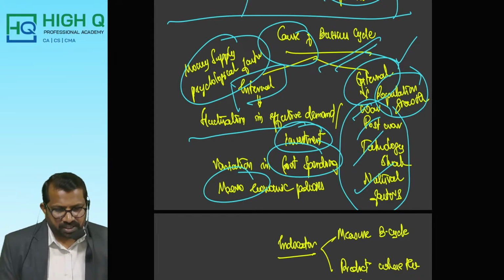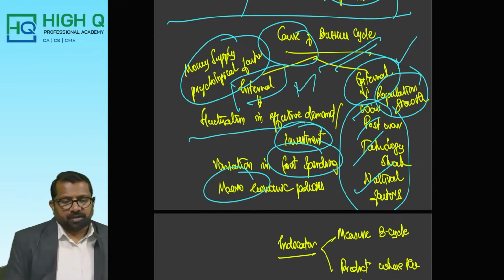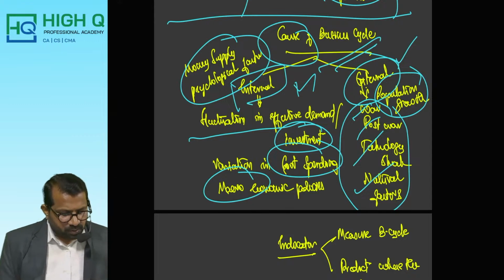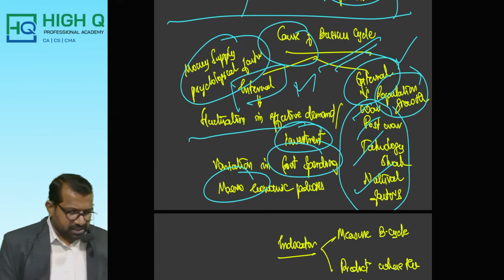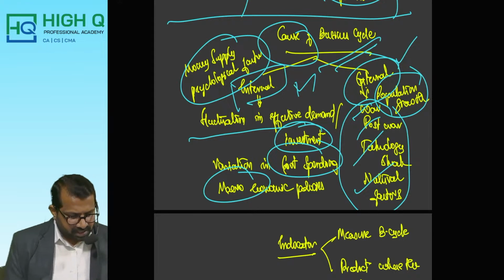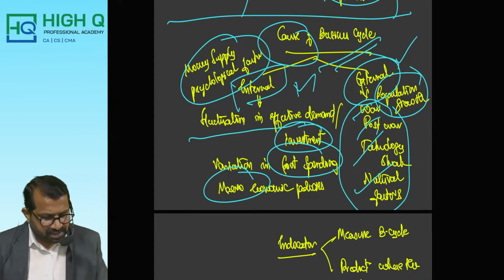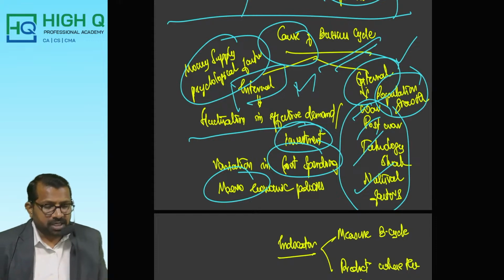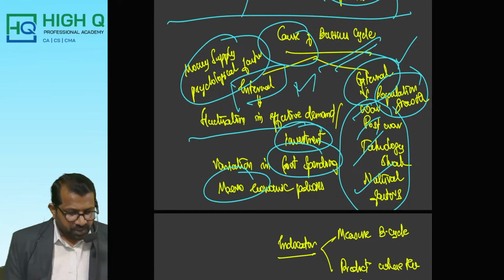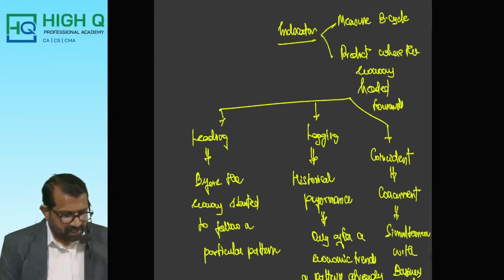All these are examples which may cause what type of cause? Internal causes of business cycle. So there are 2 types of causes of business cycle: one is internal cause, another one is external cause. Each and every point we have discussed with the internal and external is very important for the examination, so you need to focus on each and every heading.